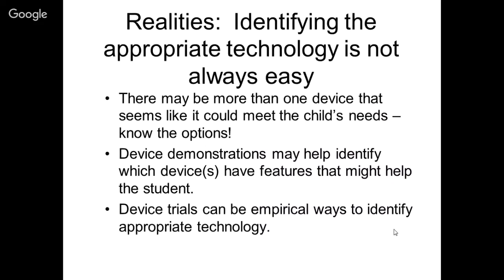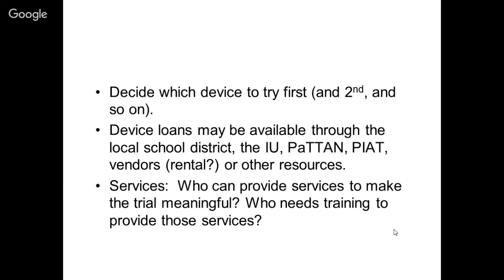Realities: identifying the appropriate technology is not always easy, particularly as we know that new products are coming out all the time, new apps. So how do we make the decisions? Well, getting a device demonstration may help identify which devices have features that could help your student, and device trials can be empirical ways to identify appropriate technology and then put it in the IEP. So if you're doing device trials, including app trials, you may want to develop a plan of which device to try first and then sequentially.